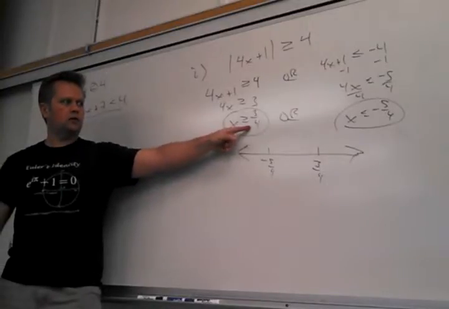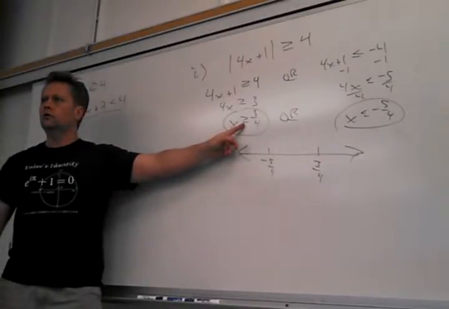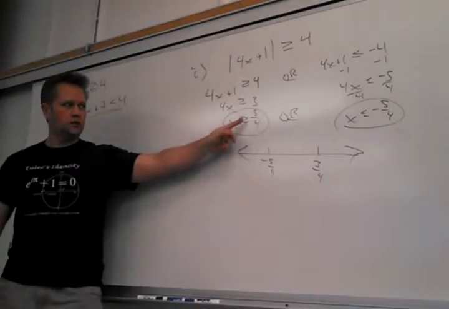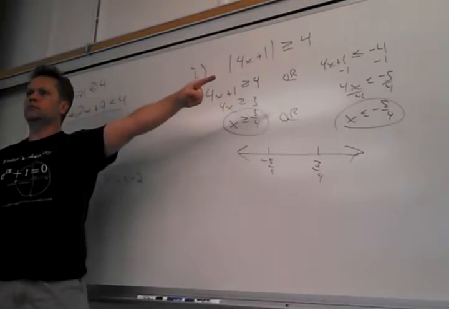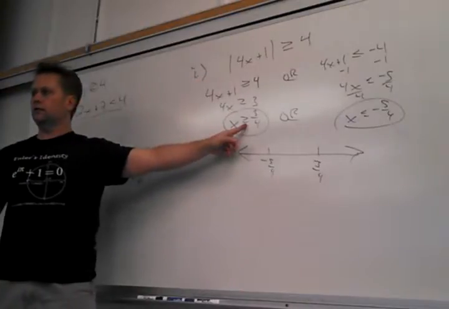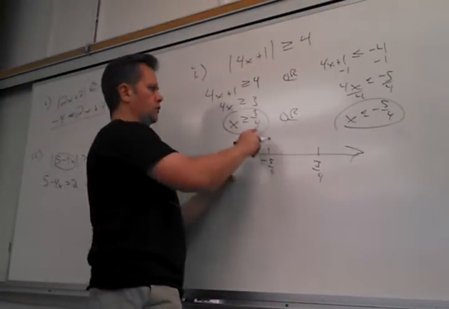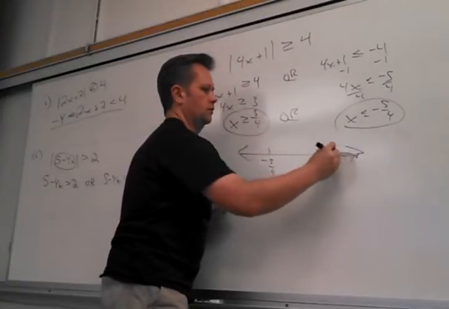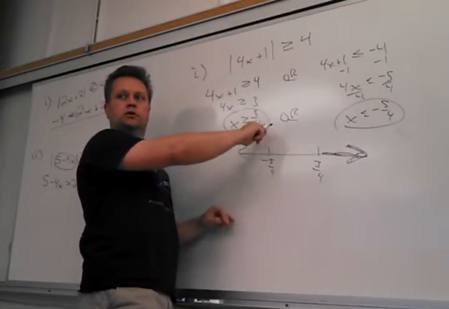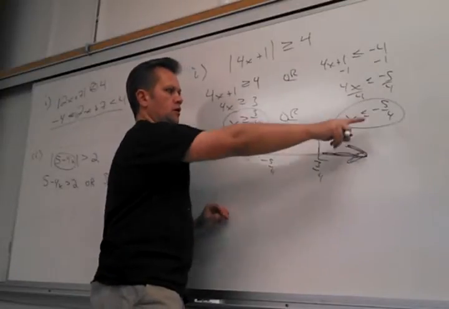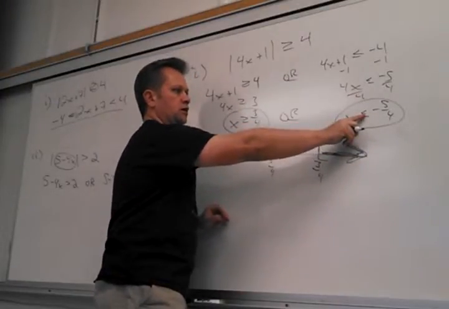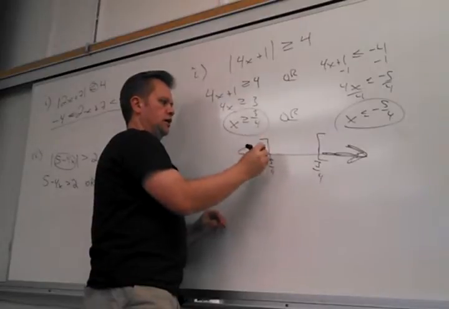Which way am I going to shade from the 3/4? Which way does that say to shade? Yeah, it's an arrow pointing that way, so I shade up. So from 3/4, I want to shade up. Right? Greater than 3/4. And what symbol do I want to put on the 3/4? Bracket. And from negative 5/4, I want to shade down. Good. Bracket down.